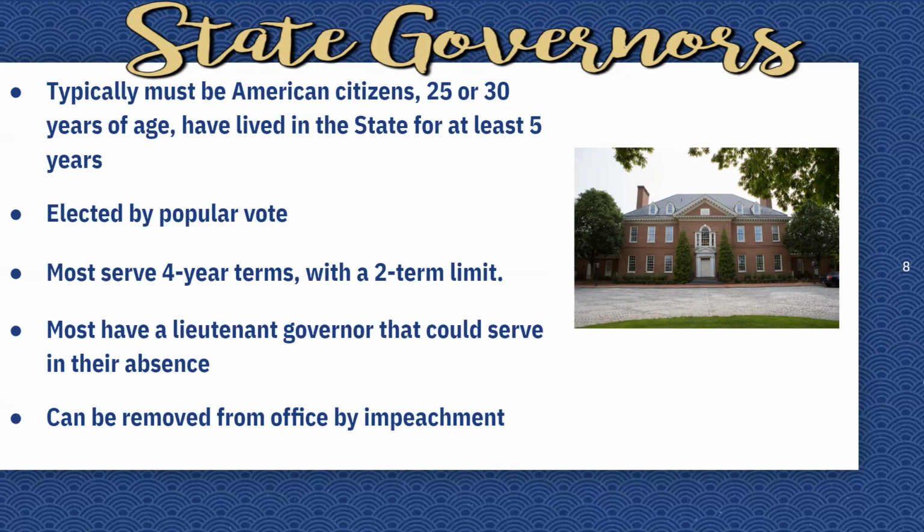Almost all of them have a role called a lieutenant governor, which is like a vice president. It's the second person in line who could serve in their absence. So if something happens to the governor, the lieutenant governor takes over. And just like the president or any other federal official, the governor can be removed from office by impeachment or by being convicted in a trial. The impeachment is the trial process, and then punishment is handed out if they're found guilty as part of that impeachment.